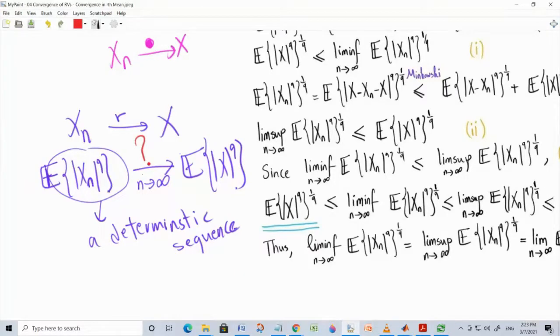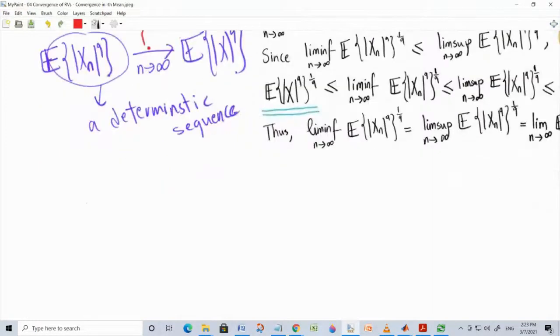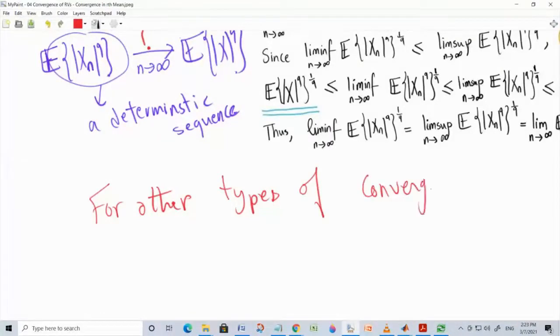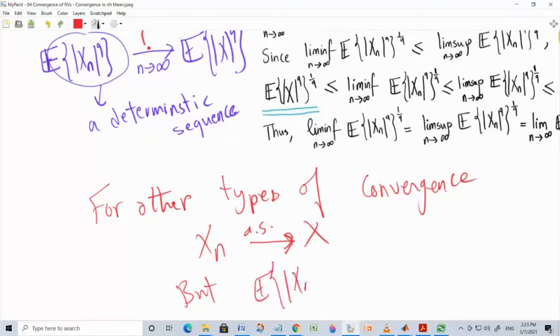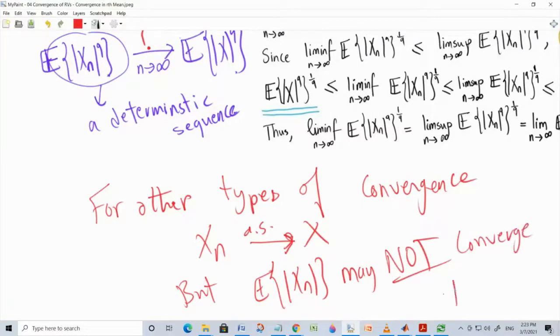So for other types of convergence, let me actually write it. For other types of convergence, xn may converge to x almost surely. We'll talk about it later. But the expectation of xn may not converge to the expectation of x.